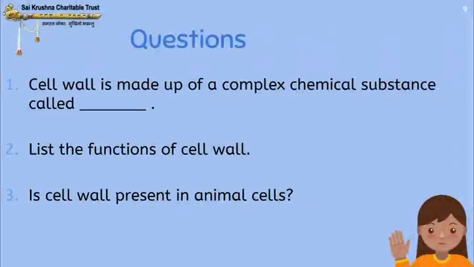Here are some questions, and go through the videos and write the answers in your notebooks. Okay, students? First question. Cell wall is made up of a complex chemical substance called dash. Second question. List the functions of cell wall. And the third question. Is cell wall present in animal cells? Okay, students?